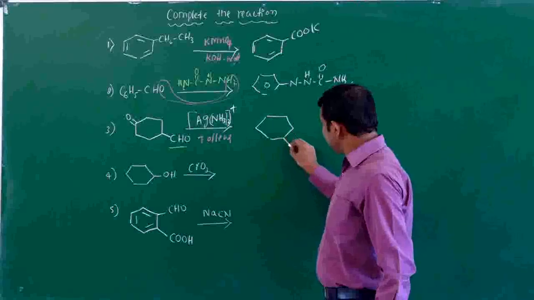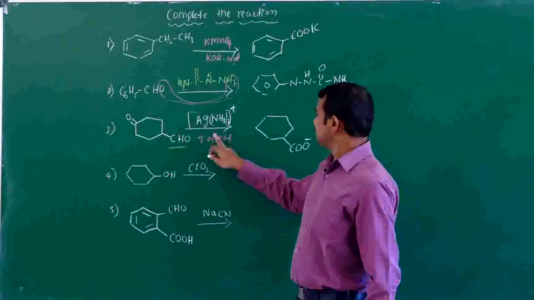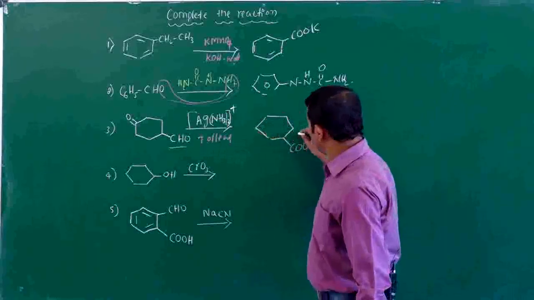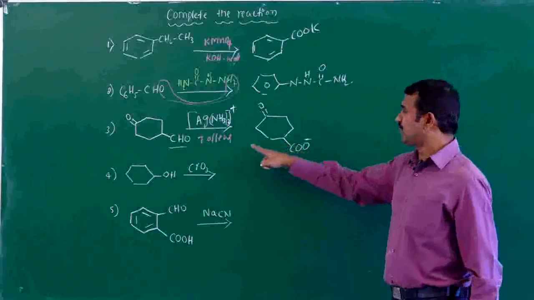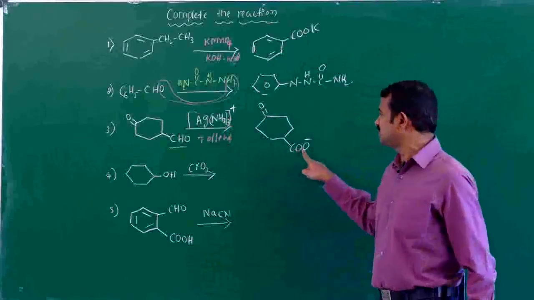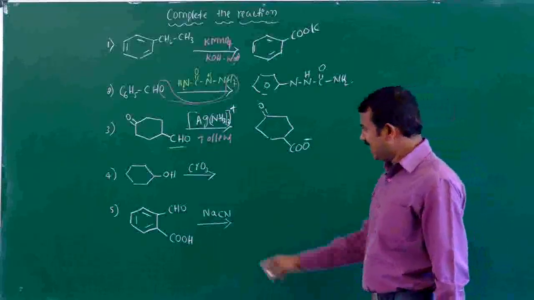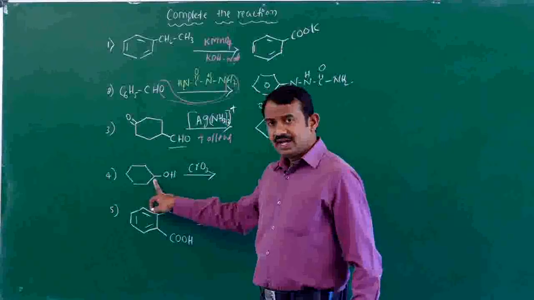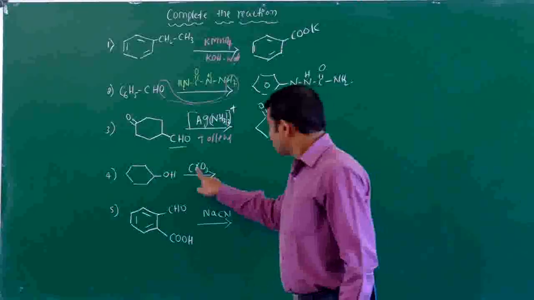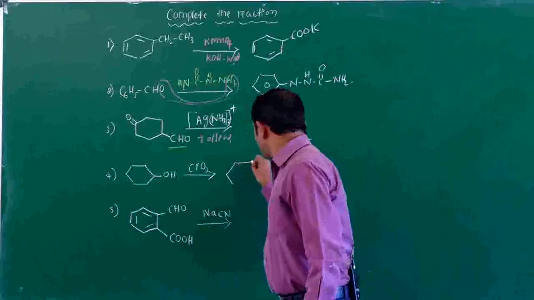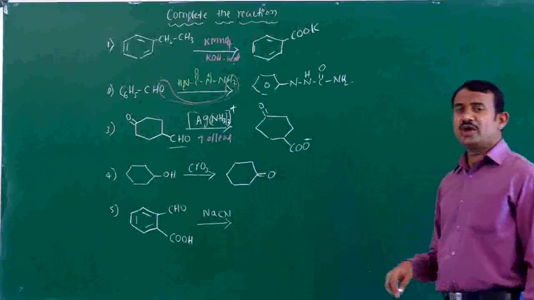Here the same compounds we are writing. COO minus, this is a carboxylate. This is where the ketone functional group is. This is a sodium carboxylate, or if we are using sodium hydroxide, it is a carboxylate ion, meaning the aldehyde is converted to carboxylic acid. Next one, cyclohexanol. When cyclohexanol reacts with chromium trioxide, it undergoes oxidation to form cyclohexanone.